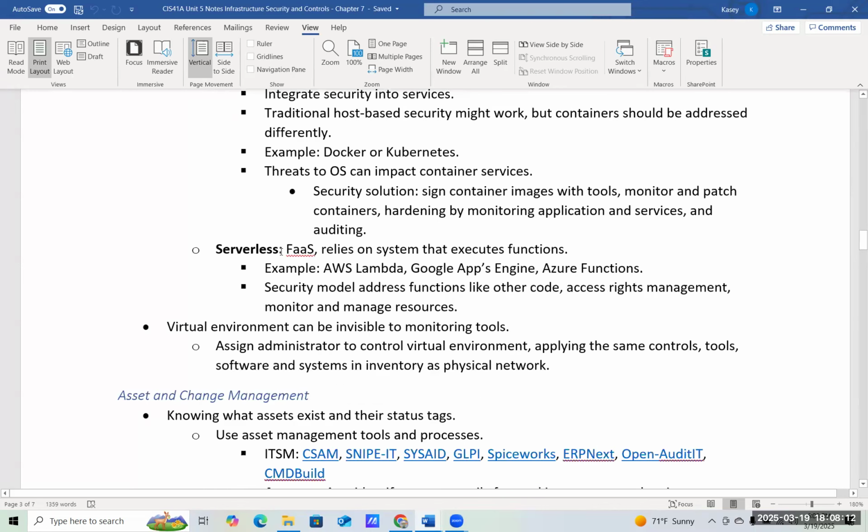Now, I think last week, if you used AWS, you probably saw the term serverless. We talked about cloud using serverless. This is running function as a service. It really just uses the system to execute a specific function. We talked about that.